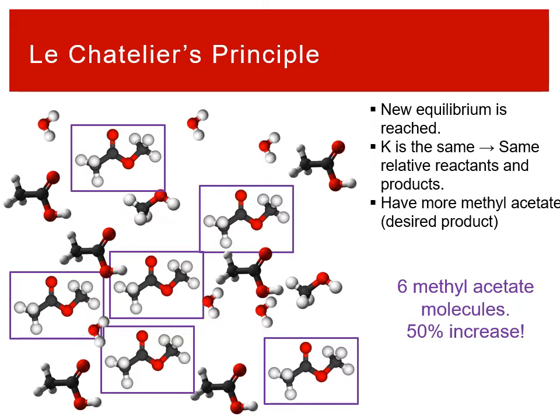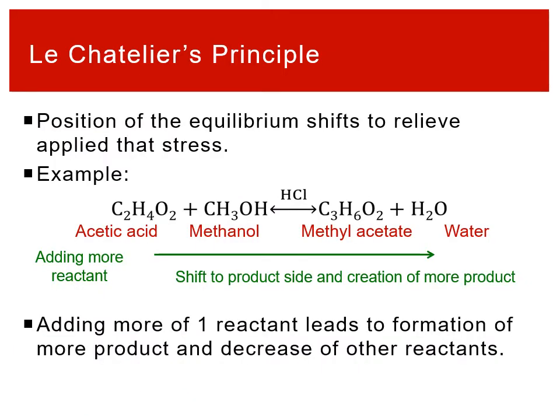We add only one reactant and we make more product at the expense of the other reactant. And generally we can choose, we add a bunch of extra of whatever's cheaper, right? We use the cheaper one and then we get as much product as possible. And so this idea that the position of equilibrium shifts to relieve applied stress, that is Le Chatelier's principle.